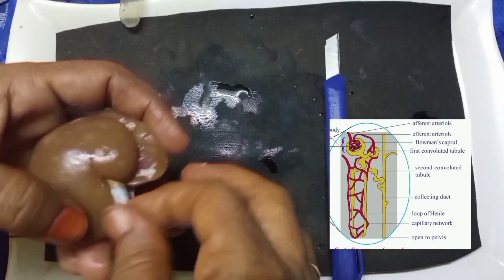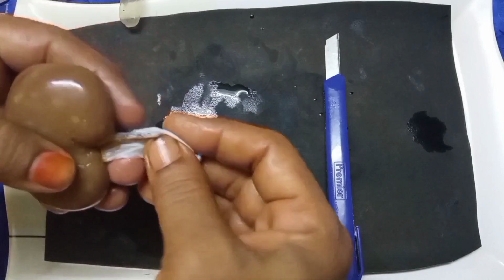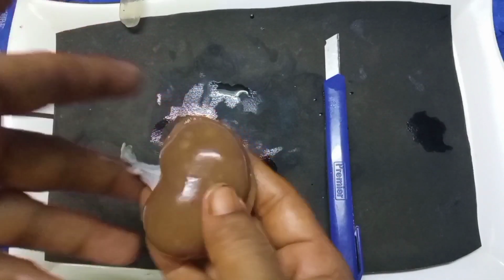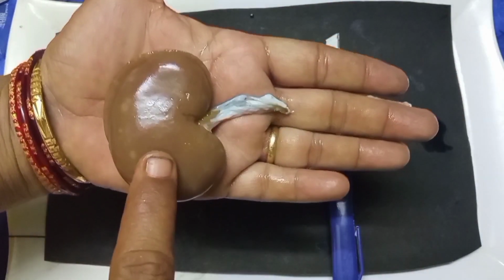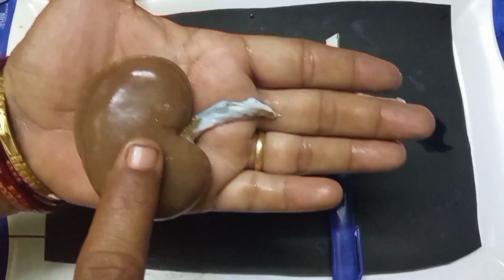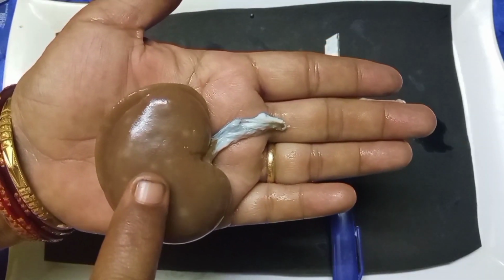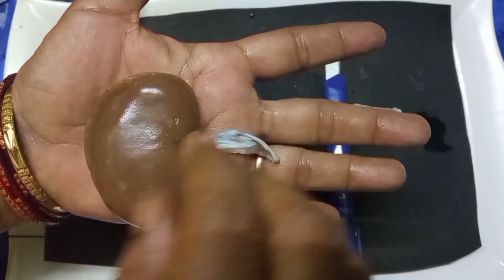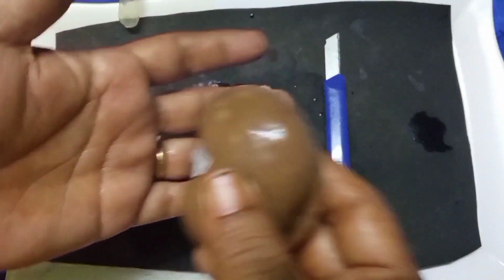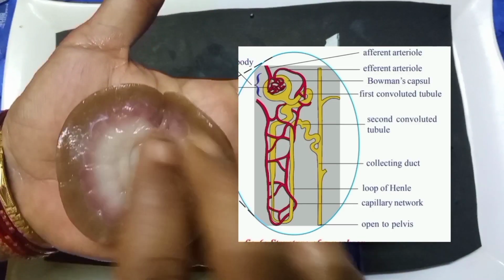Removing the innermost layer, that is the renal capsule. We removed the renal capsule. Now observe the kidney. The kidney is convex outer layer, bean shaped, reddish brown colored, and the ureter is coming from the hilus region. This is the outer structure of the kidney, external structure. Observe the internal structure.